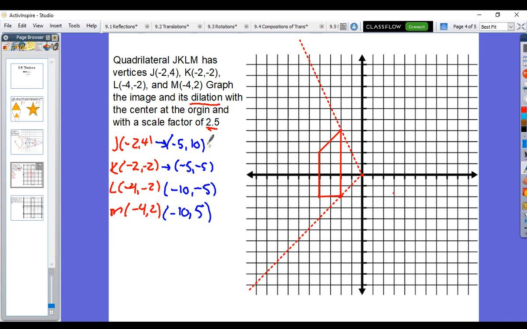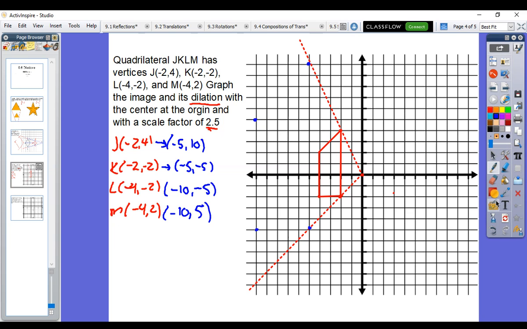So let's see. -5, 1, 2, 3, 4, 5, and +10, 1, 2, 3, 4, 5, 6, 7, 8, 9, 10. Ooh, right on there. Look at that. -5, 5. So 1, 2, 3, 4, 5 and 1, 2, 3, 4, 5. Look at that, right on the line. And then -10, -5, 1, 2, 3, 4, 5. And -10, +5, 1, 2, 3, 4, 5.